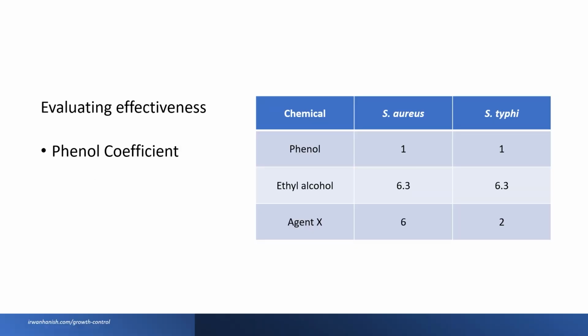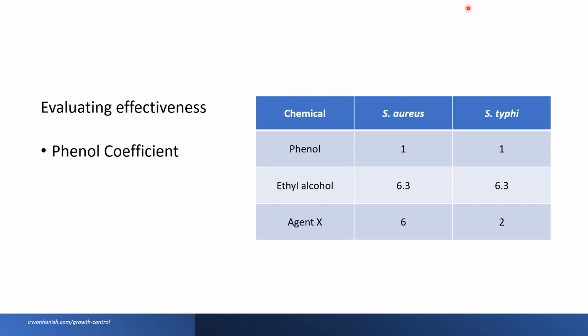There are multiple ways you can evaluate the effectiveness of your chemical agents. For example, you can use what's called phenol coefficient. Here, you use numbers that express how good a chemical agent is relative to phenol. So if your lab protocol uses ethyl alcohol and you look up the literature online and you find its phenol coefficient is 6.3, that means you need 6.3 times less concentration of ethyl alcohol than phenol to kill that microorganism.